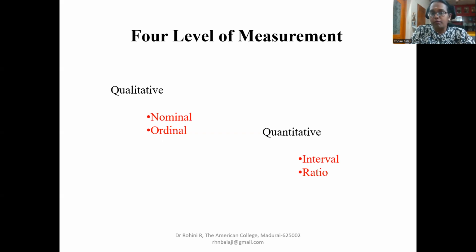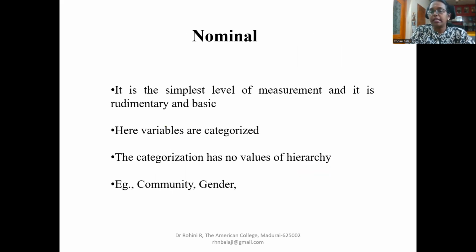Here the four levels of measurement are nominal, ordinal, interval, and ratio. The nominal and ordinal levels of measurement are used for qualitative variables, and the interval and ratio levels of measurement are used for quantitative variables. Nominal is said to be the simplest level of measurement, very basic, where the variables are categorized, which is very rudimentary. The categorization in the nominal variable has no values and it has no hierarchy.